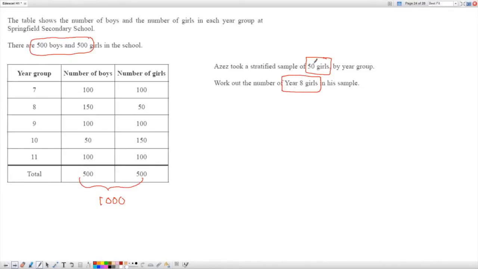This sample size is 50, but the sample is only the girls, so we are only looking at 500 in total. Year 8 girls, there are 50. So we're taking 50 divided by 500. We are then multiplying by the sample size, which in this case is 50, to find that there are going to be 5 girls from year 8. So we have the number of girls in year 8 over the total, times the sample size, which gives us a sample of 5.